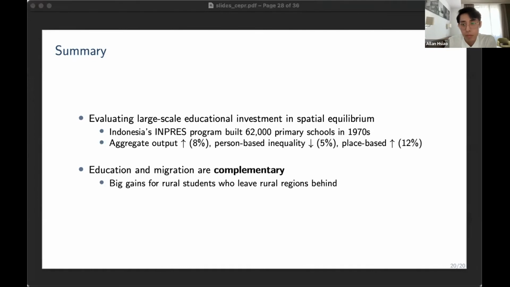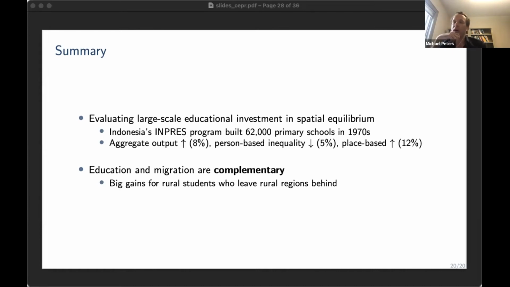Wonderful. Well, thanks, Allan. Great paper, great discussion. Let me ask you one question which I had, and I think Jonas also put the same question in the chat. In terms of the modeling, you made this modeling choice that people can choose their educational investment catered to their particular destination, right?